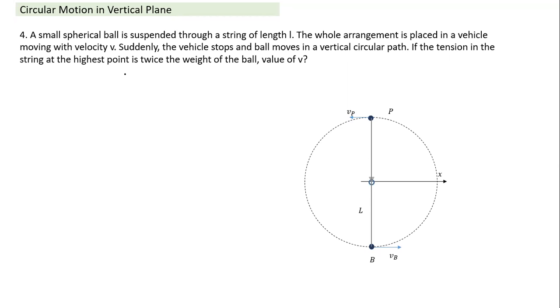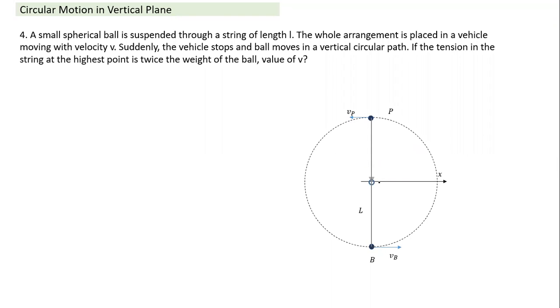Next question here. A small spherical ball is suspended through a string of length L. The whole arrangement, we have done a similar one, is placed in a vehicle. So if you have a vehicle moving with velocity v, suddenly the vehicle stops and the ball moves in a vertical circular path. You can actually try it, suspend something, keep moving at constant speed and suddenly stop. You'll find that because of inertia, this ball will keep moving, and since it is tied to a string, it will keep moving in a circular path.